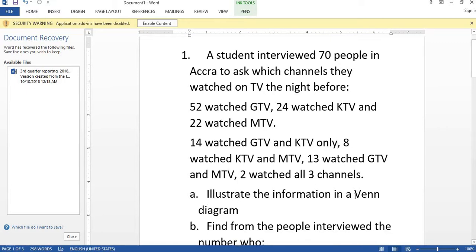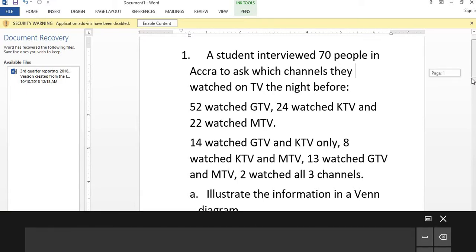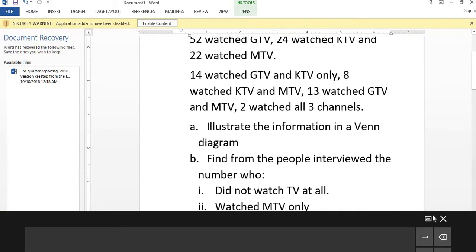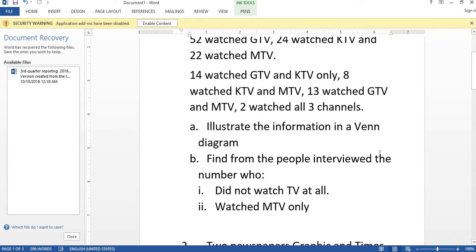A. Illustrate the information in the Venn diagram. And B. Find, from the people interviewed, 1. the number who did not watch TV at all, and 2. the number who watched MTV only.